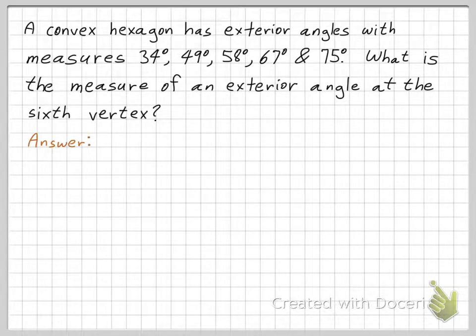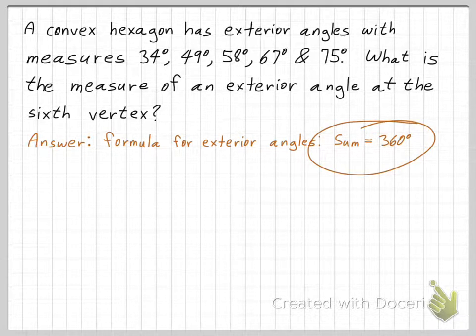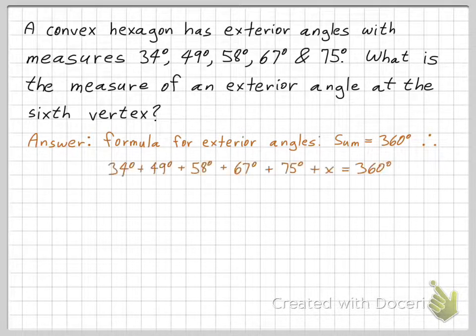So, the way you figure that out, well, remember our little formula here, the formula for the exterior angles, it's always that the sum is 360 degrees. So, we have that the total sum is 360 degrees, therefore, 34 plus 49 plus 58 plus 67 plus 75 degrees, plus the missing value, because again, it's a hexagon. Hexagon is six-sided, and we have 1, 2, 3, 4, 5, and then X is the missing angle. All of those total 360 degrees because we're talking about the exterior angles, the outside angles.